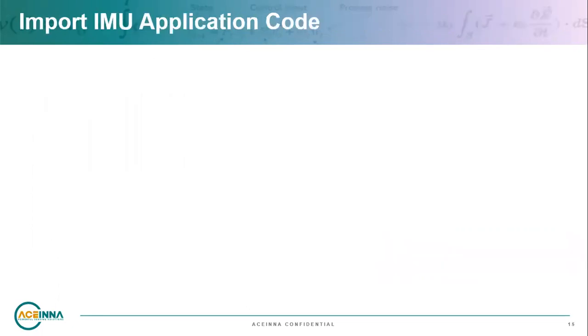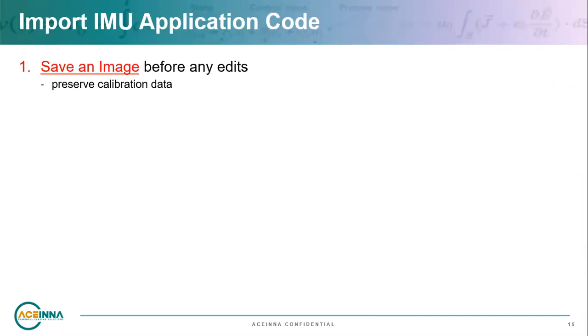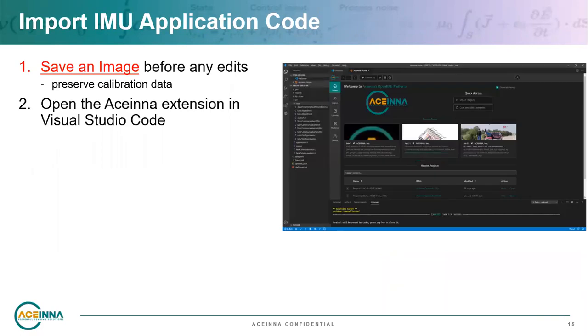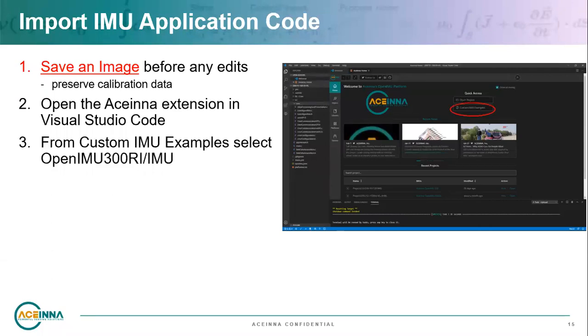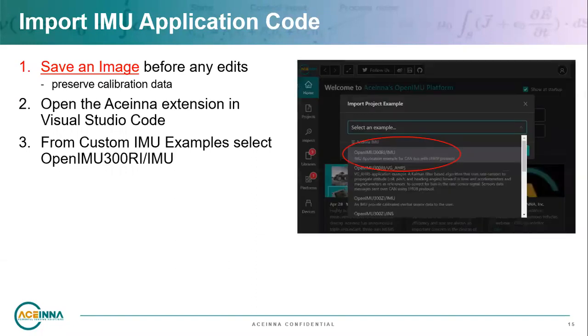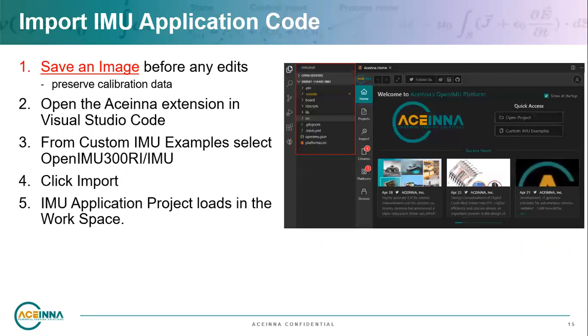So, importing the IMU application code. As always, it is highly recommended to save the image before doing any edits, as it preserves all the calibration data that we talked about in the previous slide. Next, open the Aceinna extension in Visual Studio Code, and from the custom IMU examples, select OpenIMU300RI and IMU application, and then you can click Import. The IMU application project loads into the workspace on the left-hand side, as you can see in the picture.